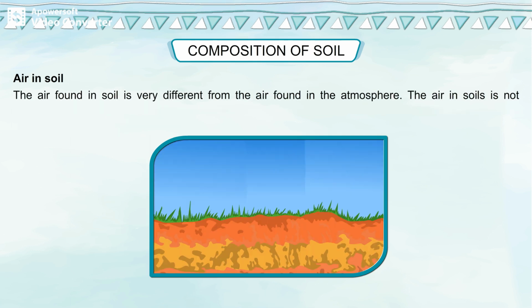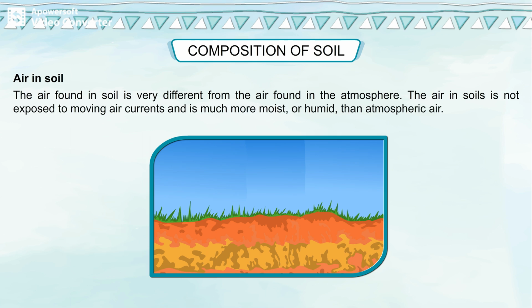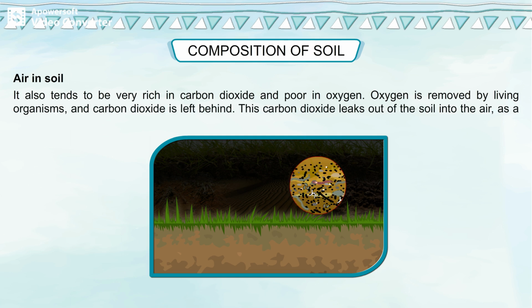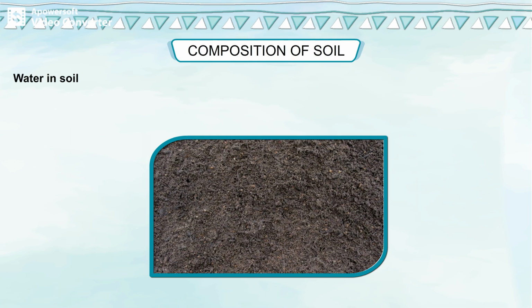The air found in soil is very different from the air found in the atmosphere. The air in soils is not exposed to moving air currents and is much more moist or humid than atmospheric air. It also tends to be very rich in carbon dioxide and poor in oxygen. Oxygen is removed by living organisms and carbon dioxide is left behind. This carbon dioxide leaks out of the soil into the air as a part of carbon cycle.